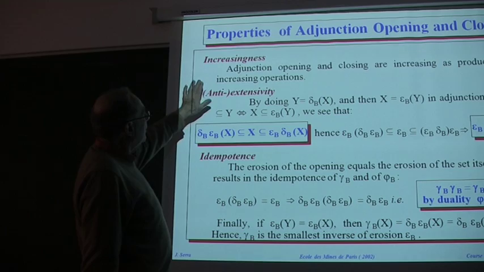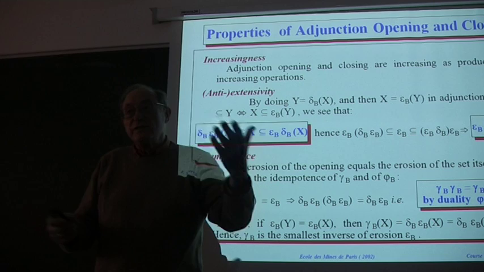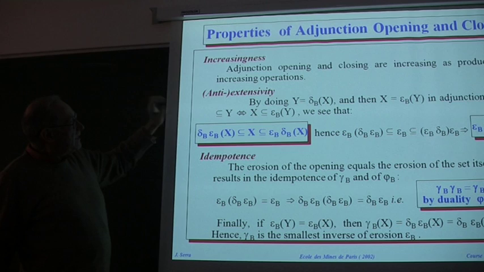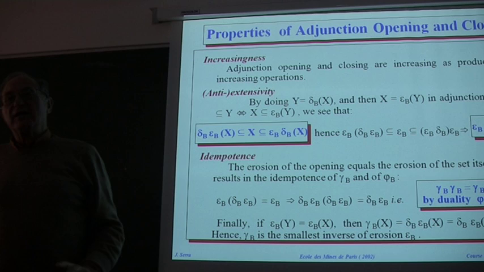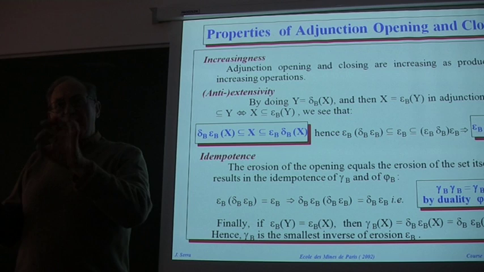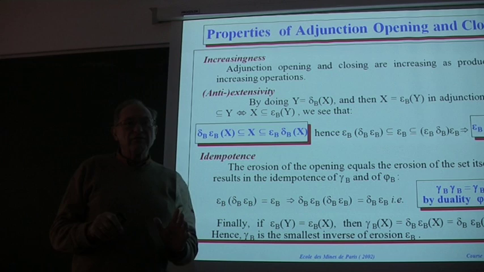So first, they are increasing, because dilation and erosion are increasing, and the composition of two increasing operations is still increasing. And then the problem of extensivity or anti-extensivity. We have seen that when you dilate and then erode, the extensivity depends on the location of the origin. We are not sure that it is extensive or not. It is increasing, but no more. Here it's better.